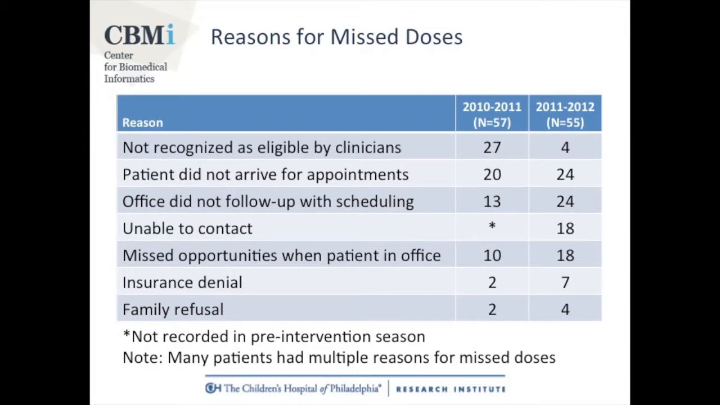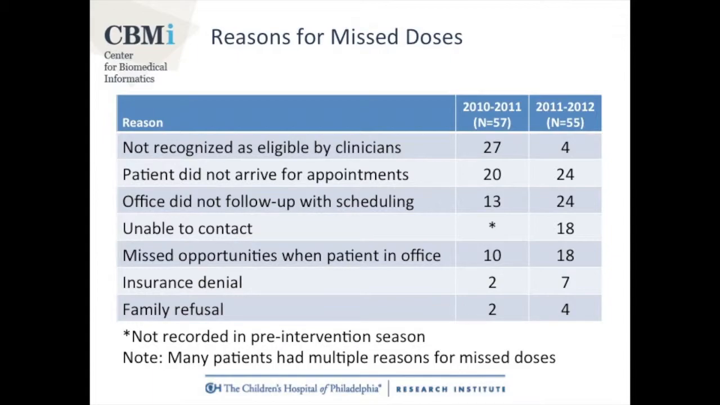And instead what happened in the post-intervention season was some of the problems that were there in the pre-intervention season actually became somewhat magnified or unmasked as we recognized eligibility for kids. There were problems with scheduling. The number of children who were affected by scheduling-related issues, where they were not scheduled for an appointment to actually receive the dose, doubled. There were significant numbers of mentions of difficulties in contacting families, which was not an item that we recorded in the baseline period, but it was a significant driver of the failure to administer palivizumab in our intervention period.